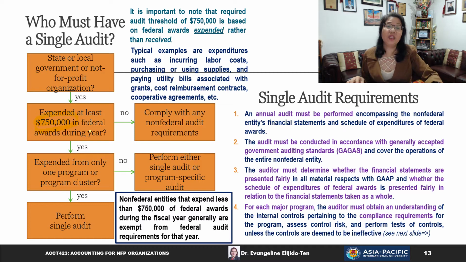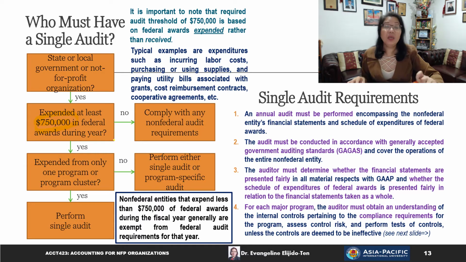Number two, the audit must be conducted in accordance with generally accepted government auditing standards, so GAGAS. So you can't choose between, should I use GAGAS or GAS? When you are a single audit, you have to abide by GAGAS, all right? And it should cover the operations of the entire non-federal entity. So it could be the entire state or the entire local government.